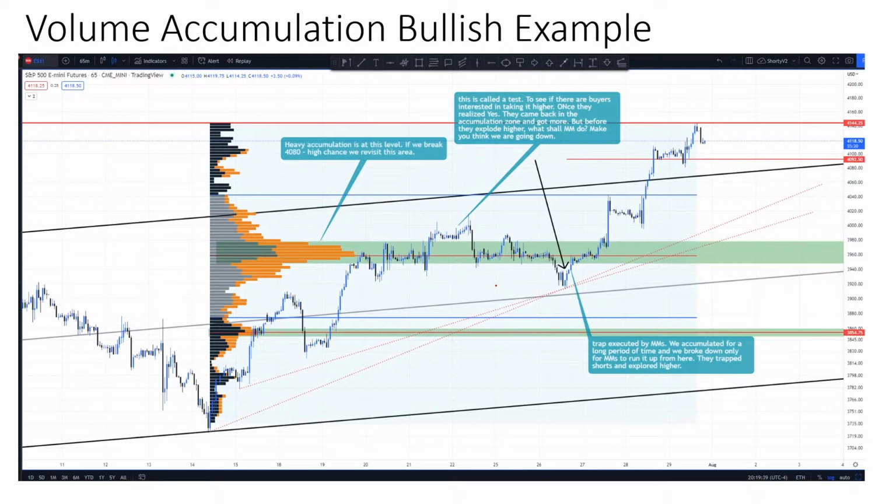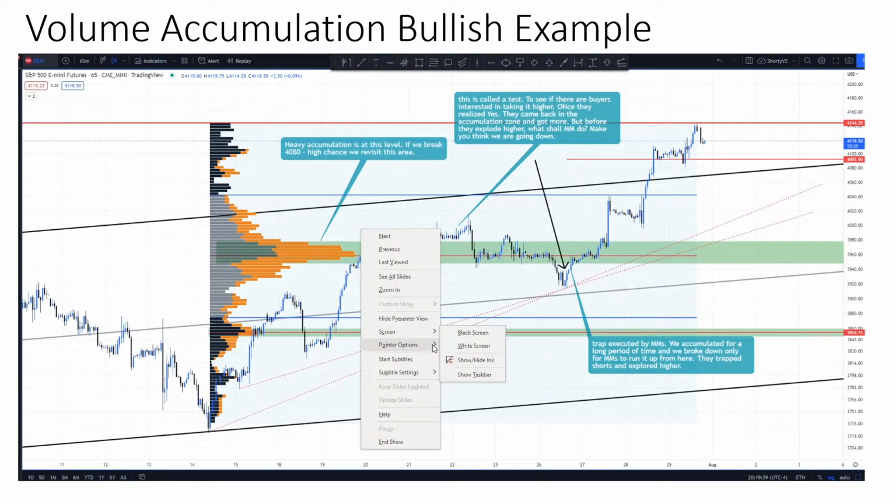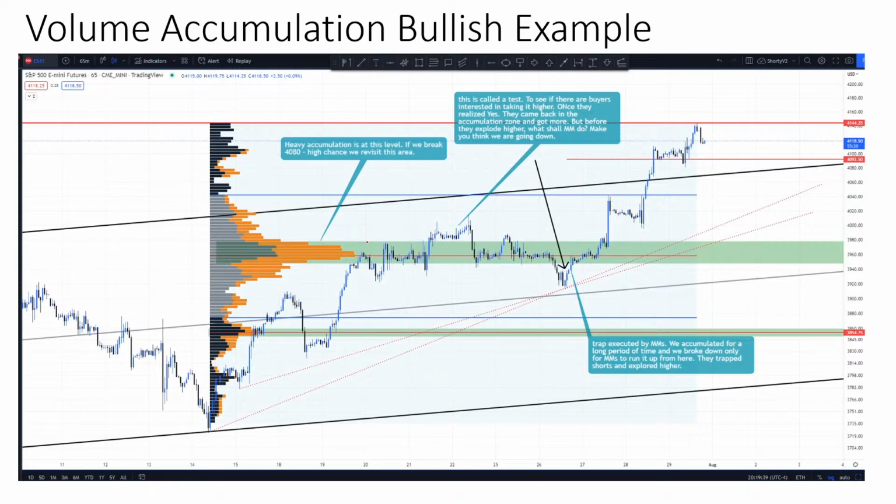So what do you do if you're a market maker? Well, you accumulate. Look at this zone right here. And what do you do? You break the zone down and get what? What do you think happened here once this broke? Remember, I talked about those people that get faked out, those people that play the breakouts. I can't draw here, but you guys get the point.